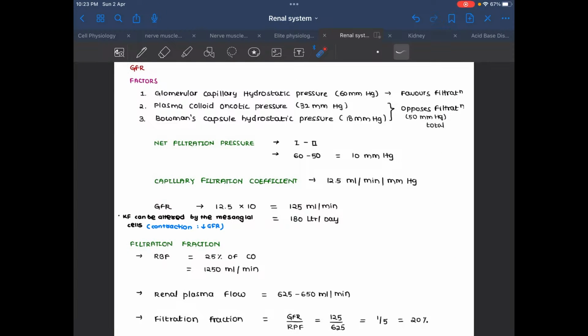You have something known as the glomerular hydrostatic pressure, which is the pressure with which the glomerular capillary is being perfused. We represent it as PC, the glomerular capillary pressure. This amounts to 60 millimeters of mercury. Then we have the plasma colloid oncotic pressure, also known as the plasma osmotic pressure. That is due to the proteins present in the glomerular capillaries, and it amounts to 32 millimeters of mercury.